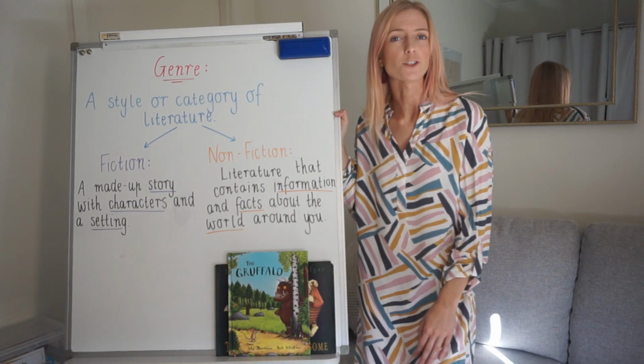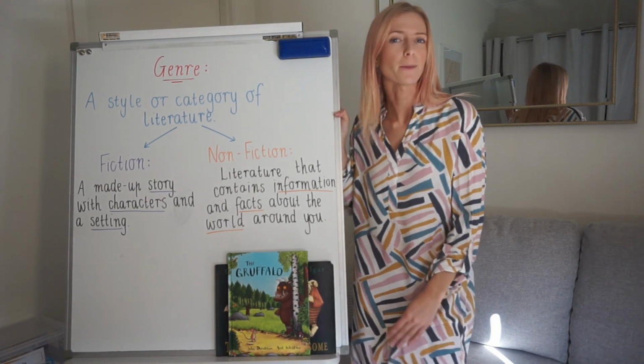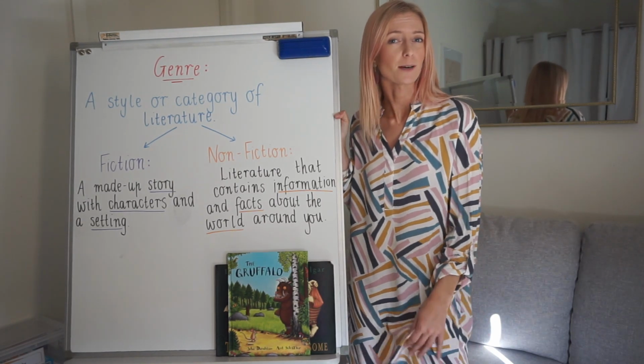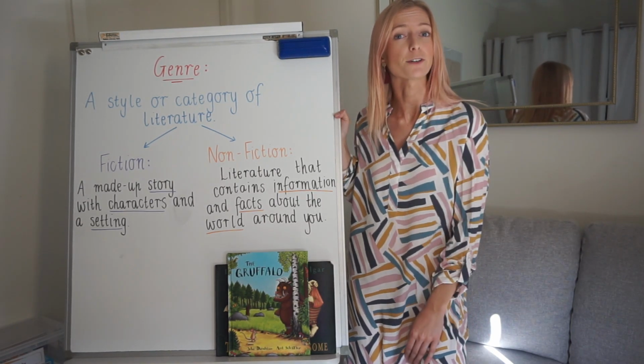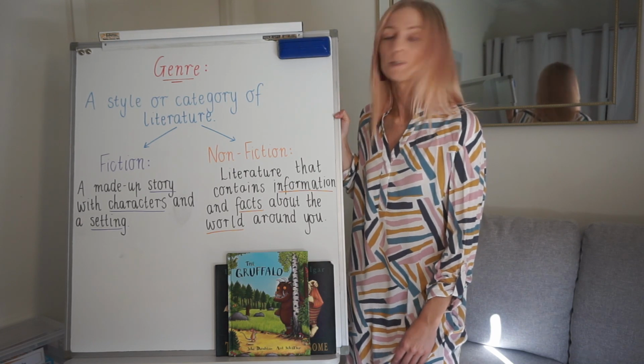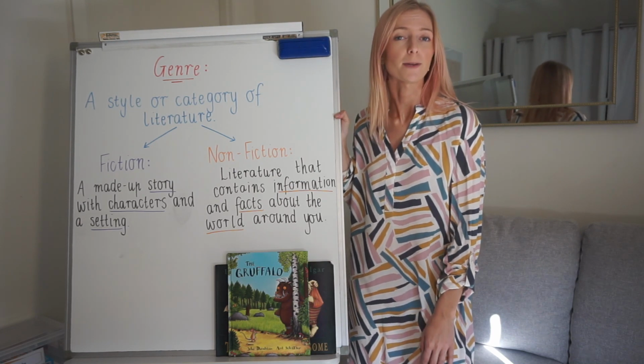Now, what is genre, you might ask? Let's have a look. To put it simply, genre is a style or category of literature. When you hear the word literature, you automatically think books, but it could also encompass things like films and audio as well. Genre is broken up into two major categories, the first one being fiction.